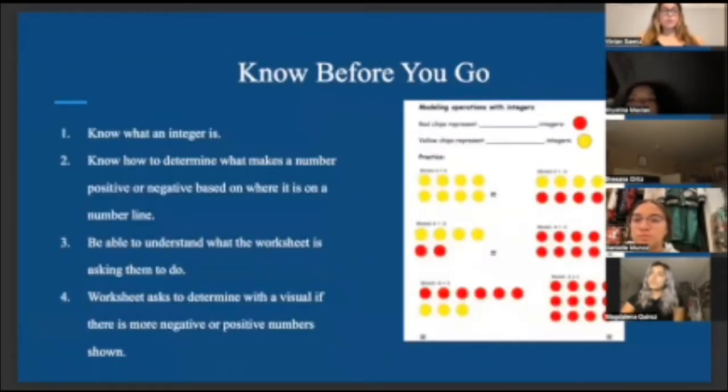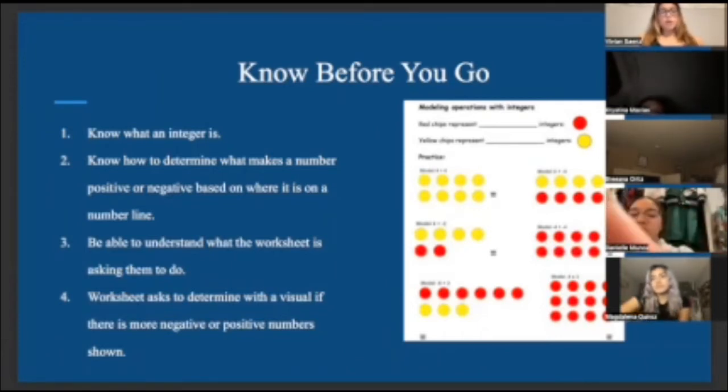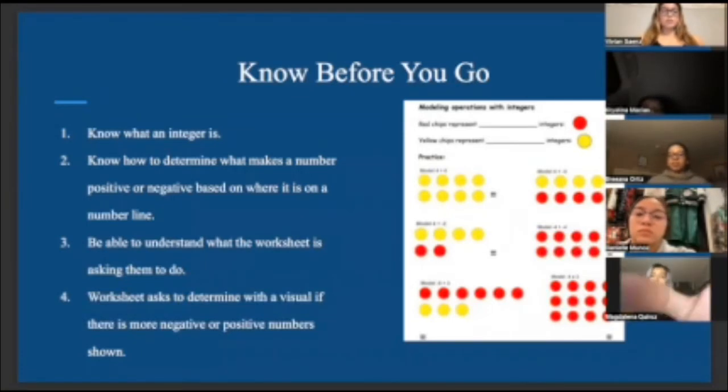Then a little know before you go, to check what we've talked about on our first day, is to know what an integer is and how to determine what makes a number positive or negative based on where it is on the number line. Next is being able to understand what the worksheet is asking them to do, which is a visual aid of saying how many more there are of a certain type, just to see if students can understand that on their first day.